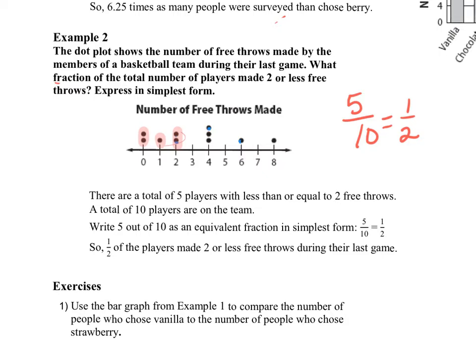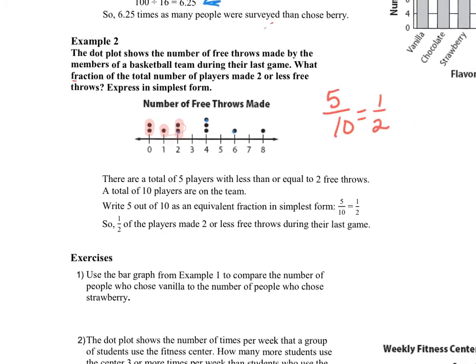There are a total of 5 players with less than or equal to 2 free throws and a total of 10 players on the team. So that's how they got that. Okay, so let's scoot on down.